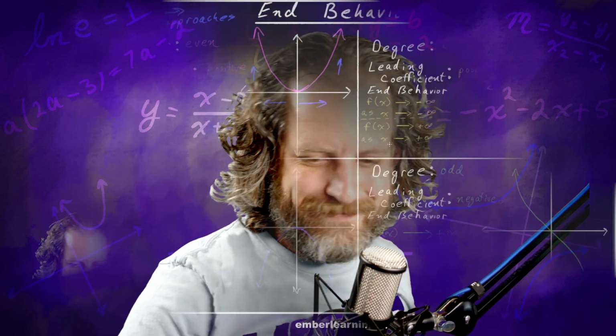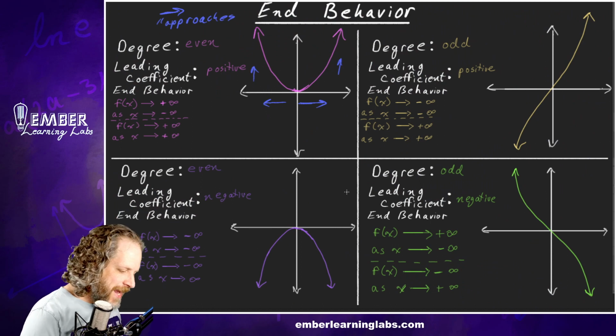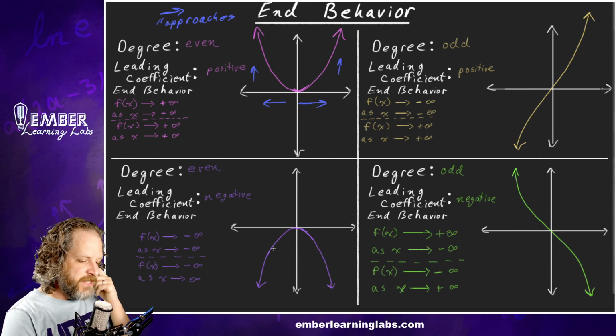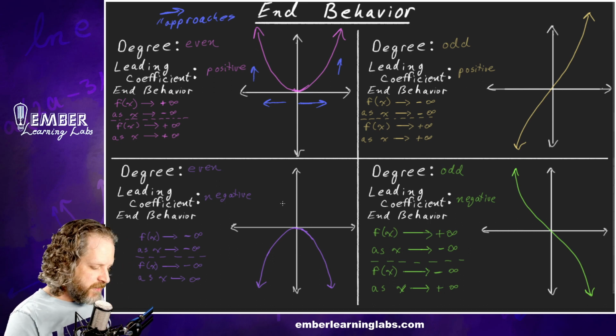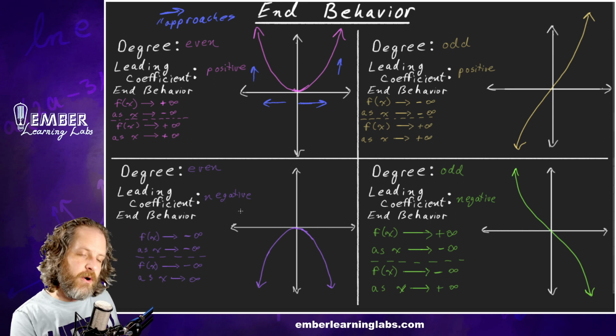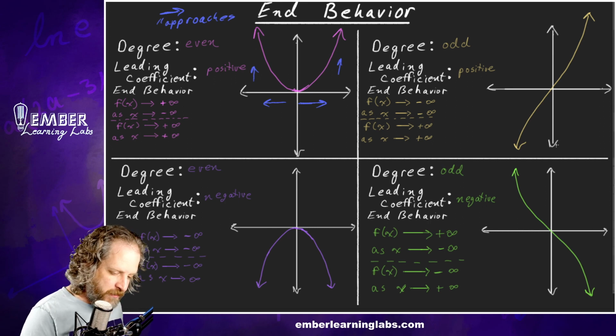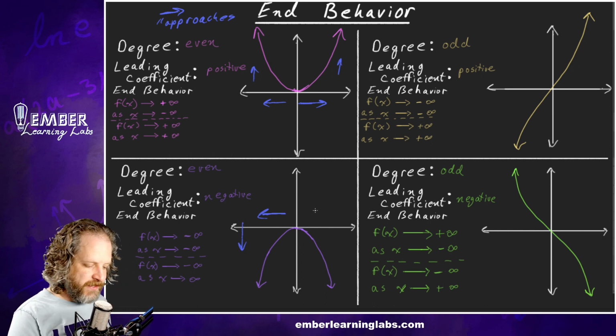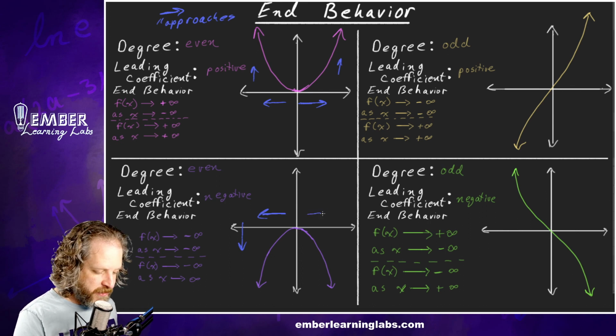Close enough. Let's go back to the picture. So an even degree function, either both sides open up, or both open down, right? On this one, it's even, but the leading coefficient is negative. As x approaches negative infinity, so as it goes this way, the function goes down. It approaches negative infinity, right? On this one, as x approaches positive infinity, the function is going down, right?